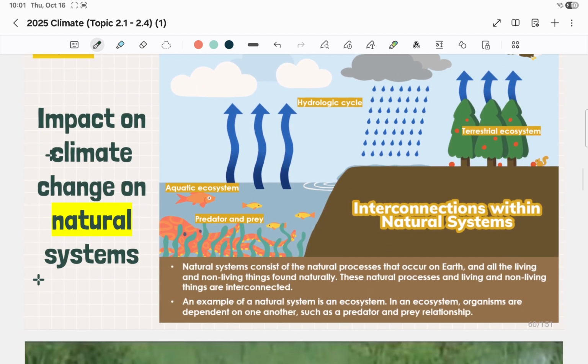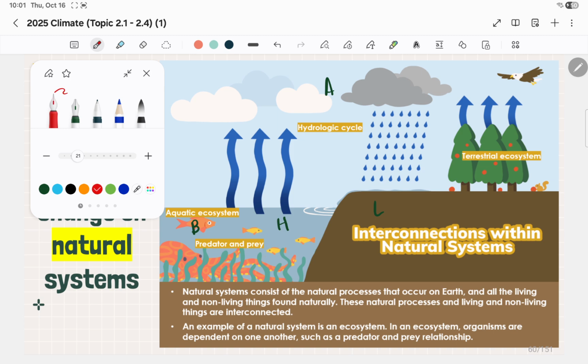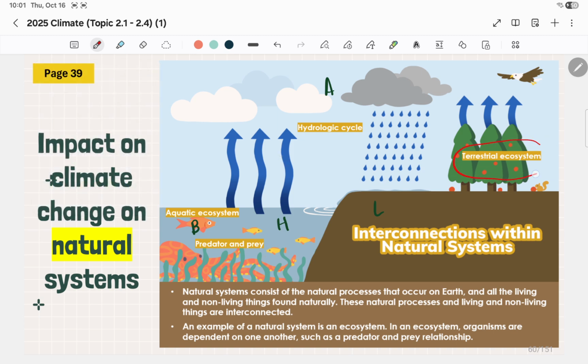Okay, so what exactly are natural systems, right? So natural systems are the natural processes that happen on Earth. So in Sec 1, you learned about our atmosphere, our lithosphere, our hydrosphere, as well as our biosphere, right? So these here are all what we consider natural systems. So for this particular topic, you will be learning mainly about the terrestrial systems first, and then you'll be learning about how it affects our aquatic systems as well. You have to realize that for climate change, even though it happens in our atmosphere, it has impacts on the hydrosphere, and because of that it also has impact on our biosphere and our lithosphere as well.